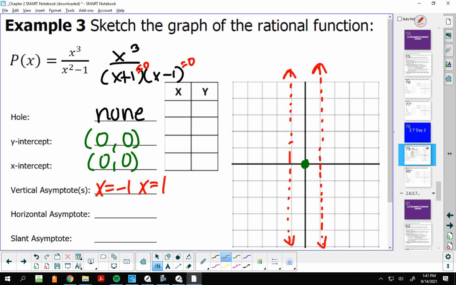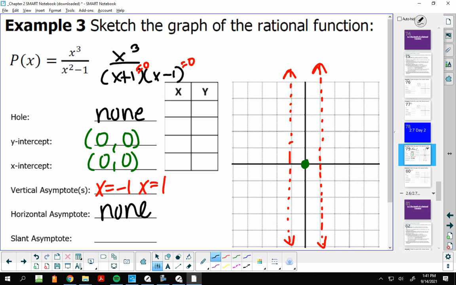When the degree of your numerator is exactly 1 bigger than the degree of your denominator, that's when we get a slant asymptote. If you have a slant asymptote, you cannot have a horizontal asymptote. It's one or the other. You can't have both. Okay, so because we have a slant asymptote, there's no horizontal asymptote.